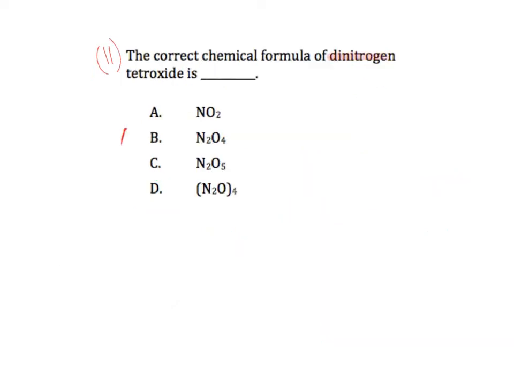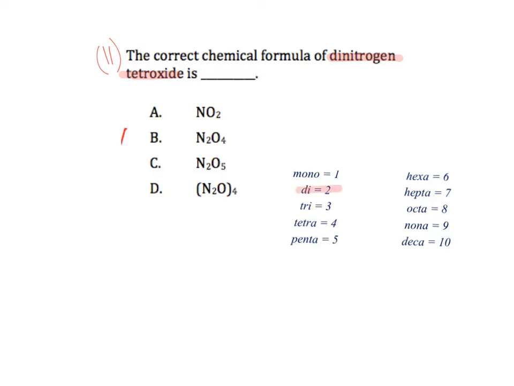What is the correct formula for dinitrogen tetraoxide? Do you remember the prefixes? Di is 2 and tetra is 4. So 2 nitrogen and 4 oxygen. Answer is B.